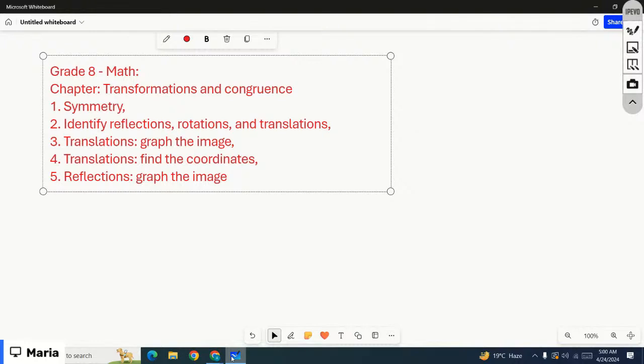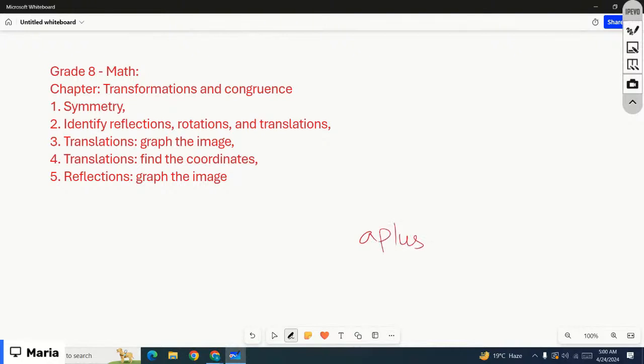We are here for grade 8 math. You can find all the lessons on aplusstudents.com. You have to log in there using your email address and password as provided by the administrator. Then select math from the subject tab, scroll down to grade 8, and click on view all lessons. There you can find the list of the chapters.